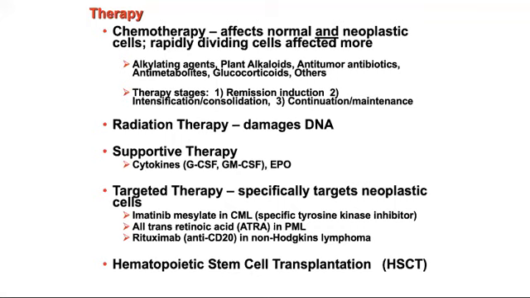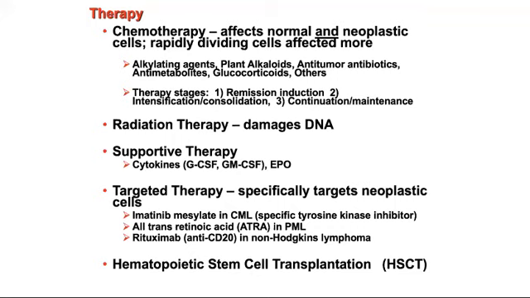In the process of chemotherapy, there are 3 stages. Stage 1 is remission induction. Stage 2 is the intensification or consolidation therapy. Stage 3 is the continuation and maintenance therapy. Radiation therapy, okay? Radiation kills the cells by producing unstable ions that damage DNA and may cause instant or delayed death of the cell.